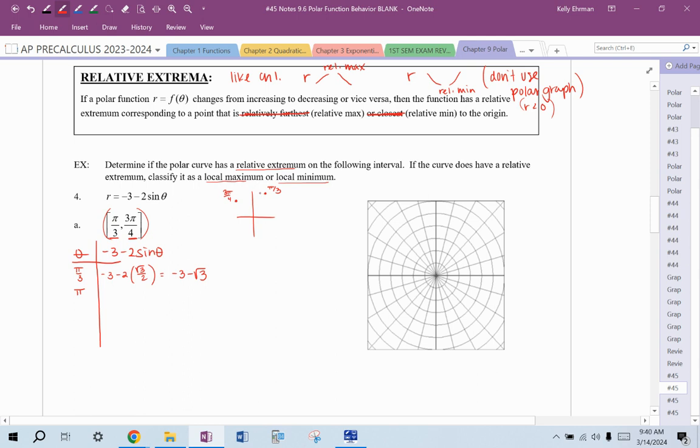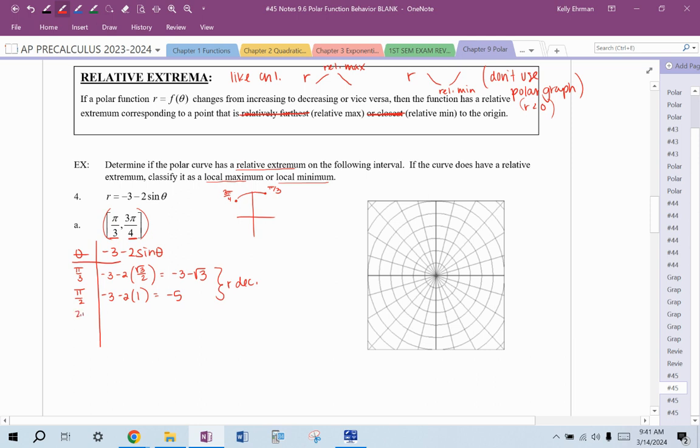So, okay, what nice angles do we have in between here? So next would be pi over 2. -3 minus 2 times the sine of pi over 2. So -3 minus 2 is -5. So far, R is decreasing, right? On this interval, R is decreasing. It's going from -4 point something to -5.